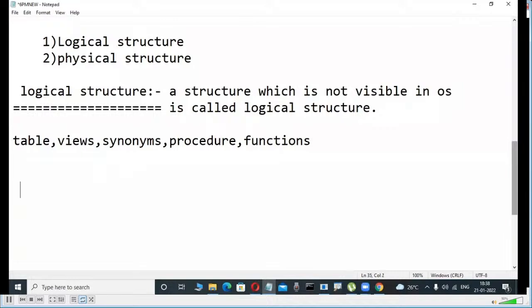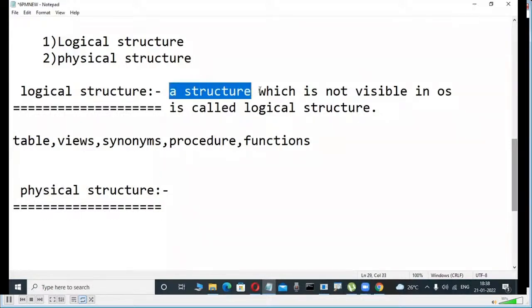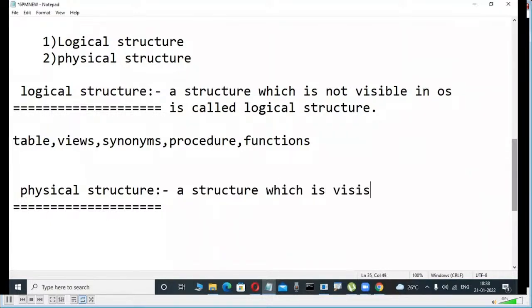Now observe it here. What is a physical structure? Don't write it, just roughly observe. Just for the idea. What does a physical structure mean? It is the opposite. A structure which is visible in the operating system is called a physical structure.